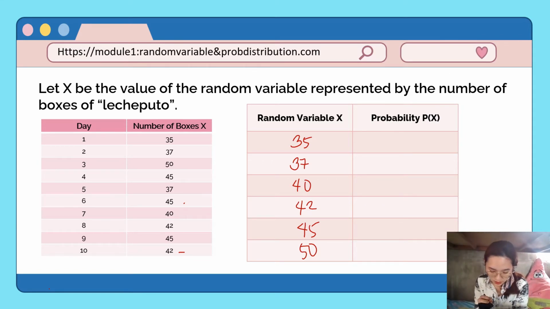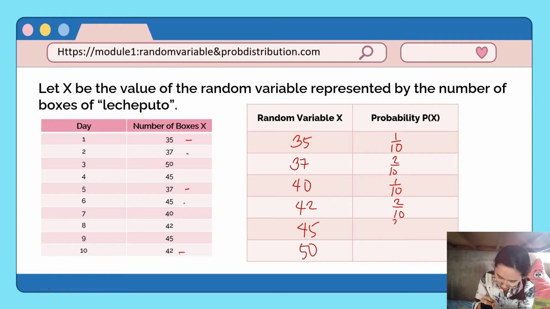Okay po? So, let's get the probability. Sa 35, ito lang. So, bali, 1 out of 10 days lang siya nagkaroon ng delivery na 35 boxes. Next, 37. So, merong 1 at merong 2. So, dalawa out of 10 days nakapag-deliver siya ng 37 boxes. Next, 40. We have 1 lang. So, 1 over 10 lang ulit. Then, 42, we have 1, 2, dalawa lang din. So, 2 out of 10 lang din. Then, 45, we have 1, 2, 3.